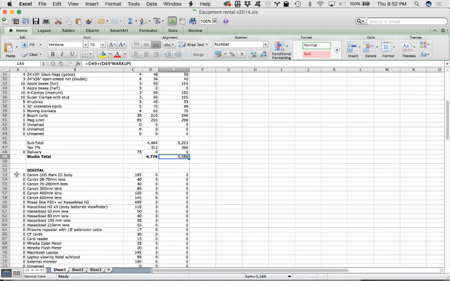In this calculator, we start out again. How many bodies are you going to shoot with? A minimum of 2. You need 1 and a backup. What lenses do you like to work with? Well, for me, I would clearly do a 28-70, and I would also do a 70-200. So that gives me relative wide to relative telephoto.